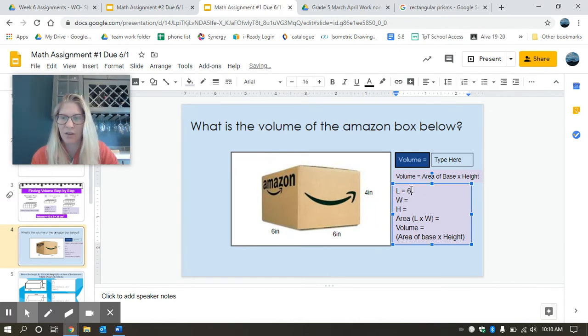So we said our length was 6, our width was 6, and our height is 4. So now I'm going to find the area. The area is the length times the width. So that would be 6 times 6, which equals 36.